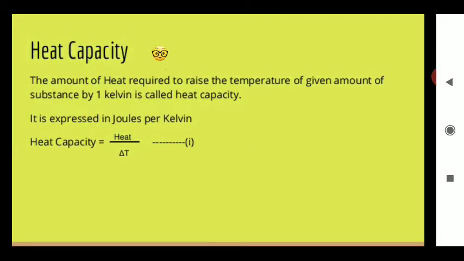Now, what is the heat capacity? The amount of heat required to raise the temperature of the given amount of substance by 1 Kelvin is called the heat capacity. So if you want to raise the temperature of a substance through 1 Kelvin, the total heat supplied is known as the heat capacity. It is expressed in joule per Kelvin. So this is the basic unit of heat capacity.